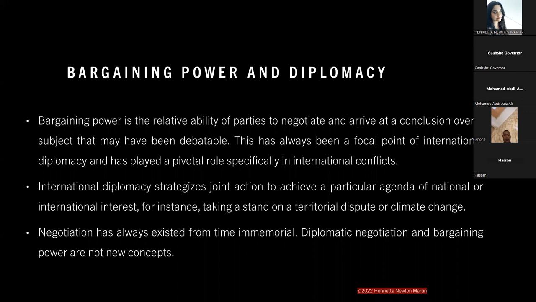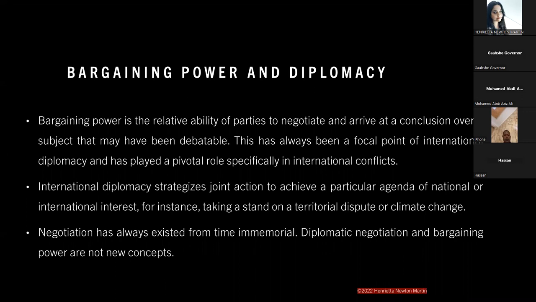So bargaining power is the relative ability of parties to negotiate and arrive at a conclusion over a subject that may have been debatable. This has always been a focal point of international diplomacy and has always played a pivotal role, specifically in international conflicts. Further, international diplomacy strategizes joint action to achieve a particular agenda of national or international interest.